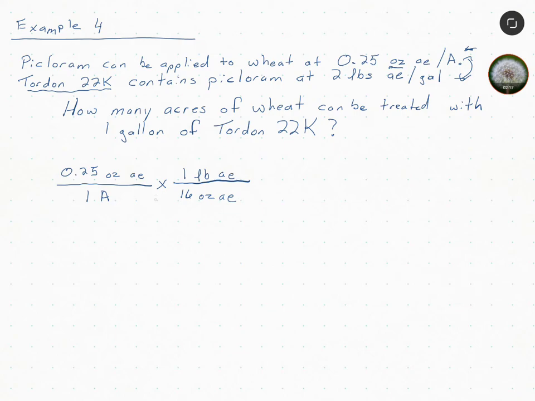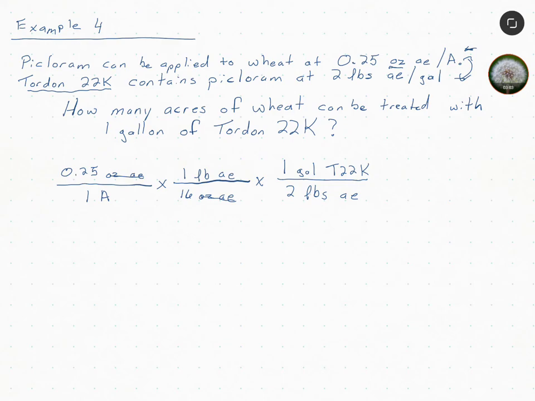So we're going to multiply our original by, again, this is a unit conversion, it equals 1. And that allows us to cancel out these ounces of acid equivalent units, which then allows us to put in the other information we know, that Tordon 22K contains picloram at 2 pounds of acid equivalent per gallon. So we've already got pounds of acid equivalent in the numerator here, which means we probably want to put it in the denominator in this step. So 2 pounds of acid equivalent in 1 gallon of Tordon 22K.